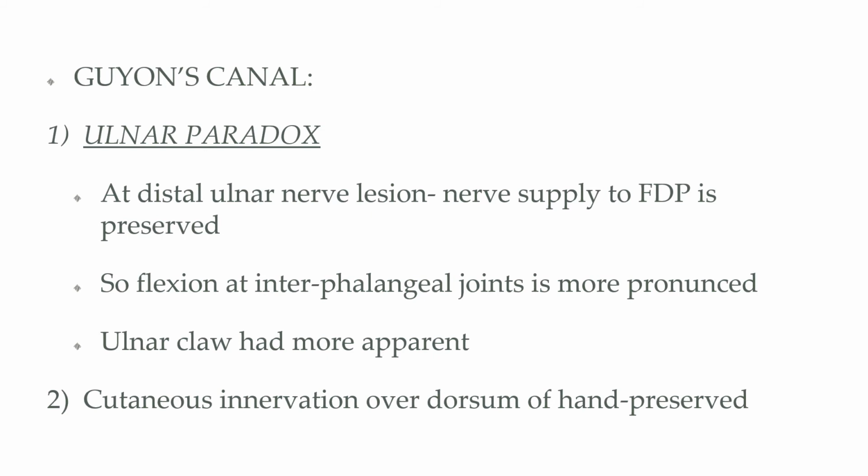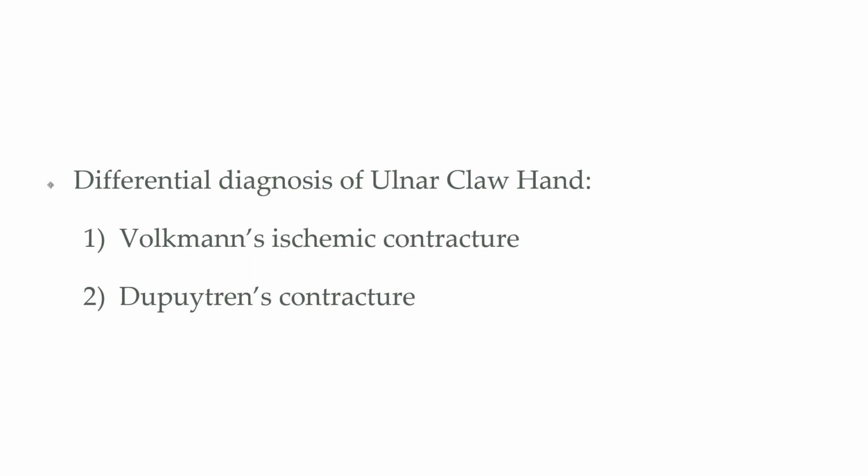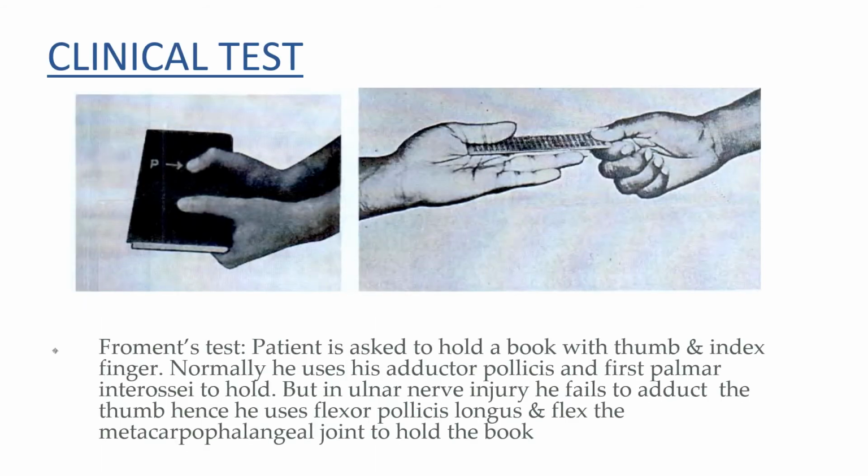Also, in the cases in which the injury to the ulnar nerve is at the level of the wrist, cutaneous innervation over the dorsum of the hand is preserved. The ulnar claw hand must be differentiated from Volkmann's ischemic contracture and from Dupuytren's contracture. Now, the test which can be used to check the integrity of the ulnar nerve is called the Froment test.